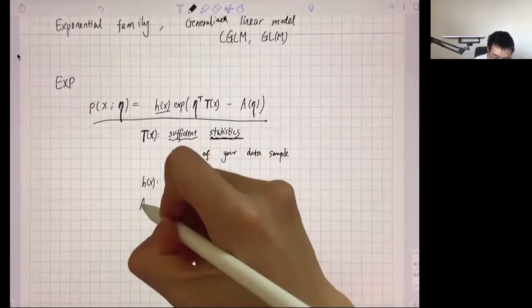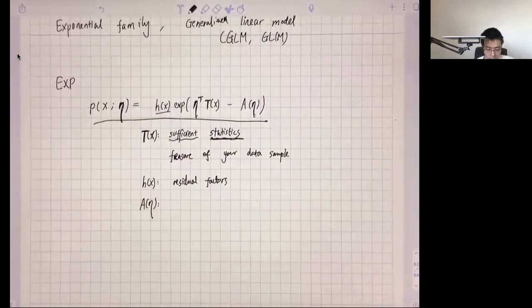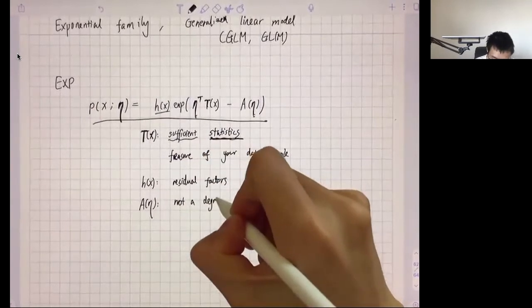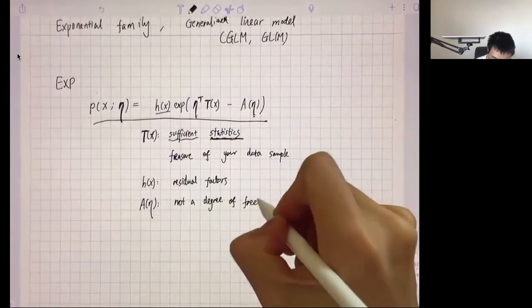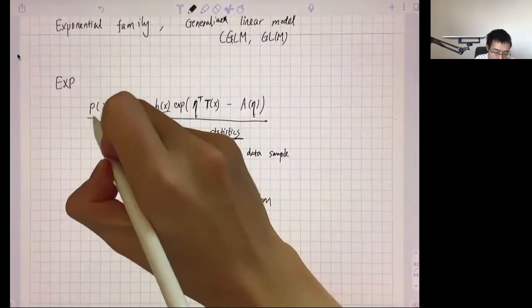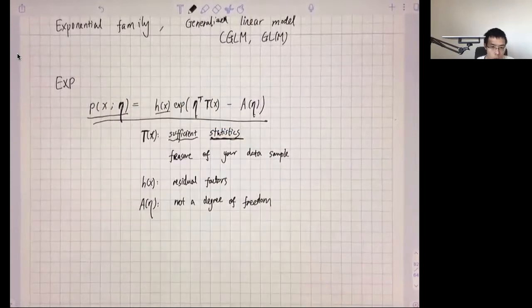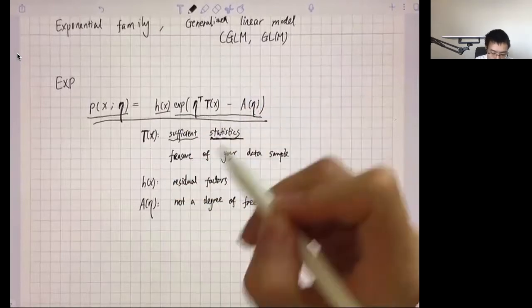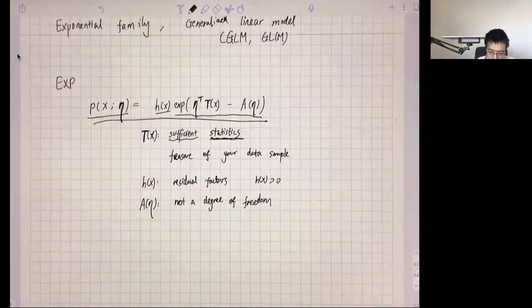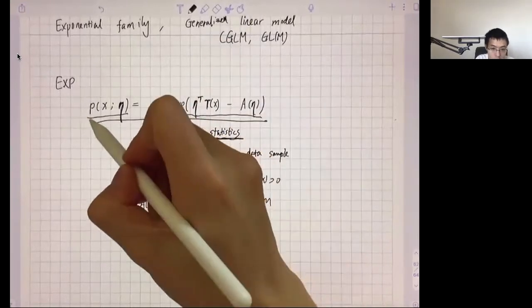Then A of eta is not a degree of freedom. Okay, so I'm defining a probability distribution on X whose parameters are eta. So if you talk about probability distribution, it must be non-negative. So exponential of something is non-negative. So we say the h of x must be positive. Then it's also positive, okay?